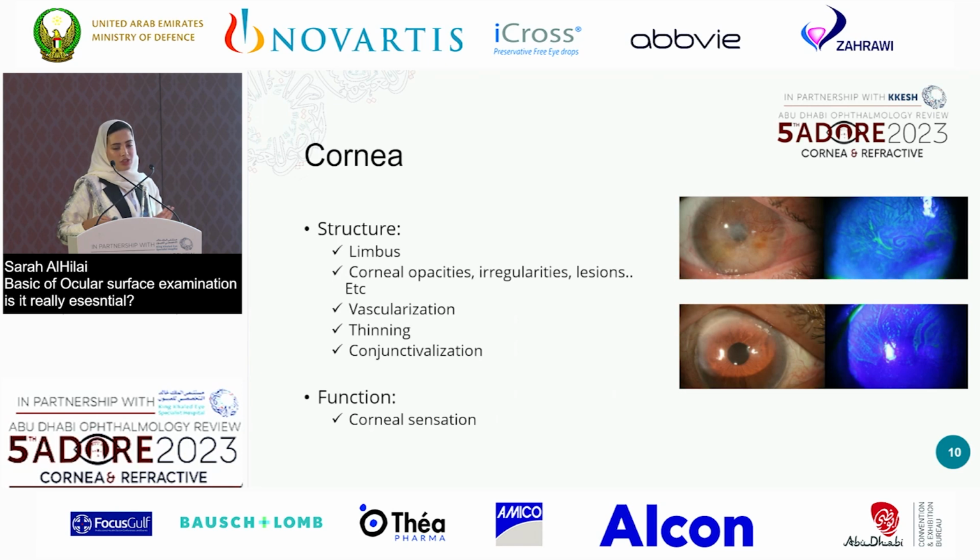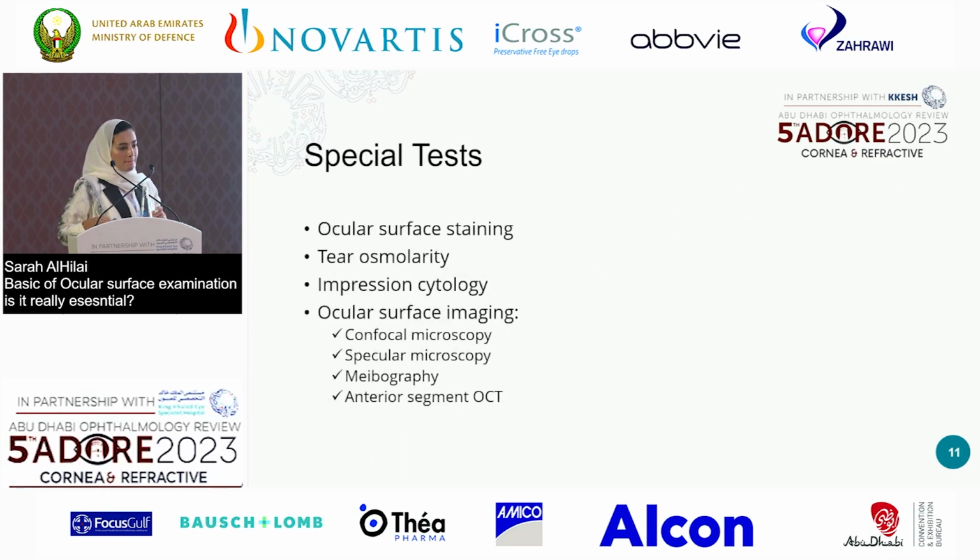Again, corneal sensation can be assessed grossly or more subjectively using a wisp from a cotton tip applicator. However, a more objective method of checking corneal sensation would be using esthesiometers, as we know. There are a number of special tests to further assess the ocular surface, such as ocular surface staining, tear osmolarity, impression cytology, and different ocular surface imaging modalities. I'll just touch on a few of those.